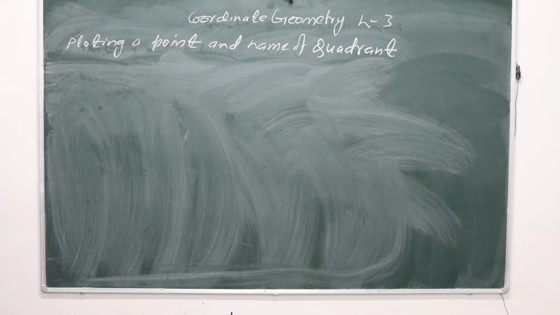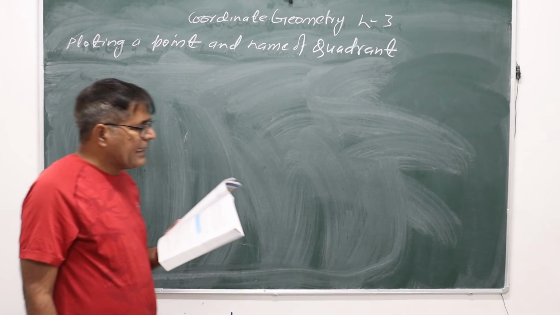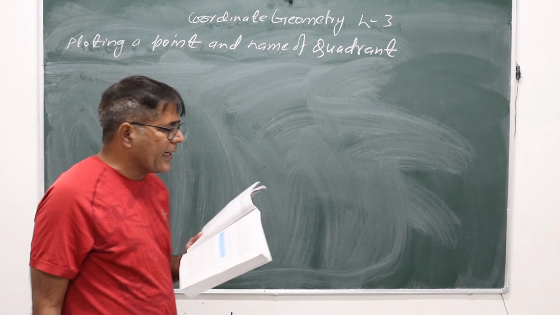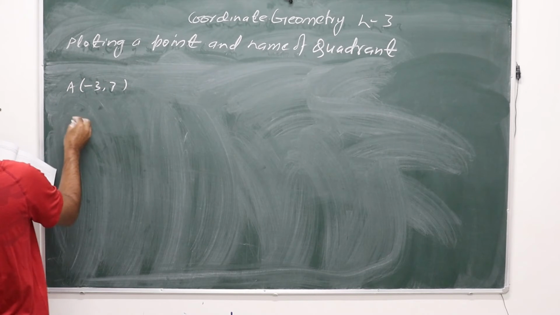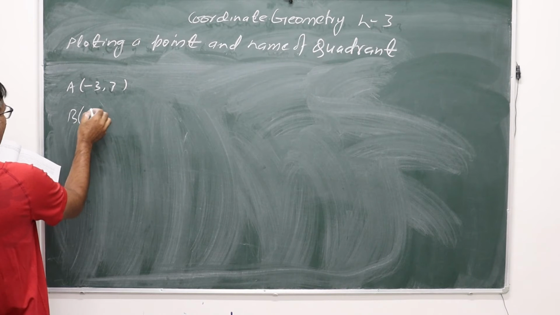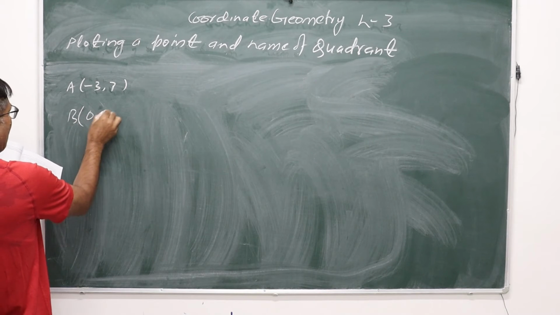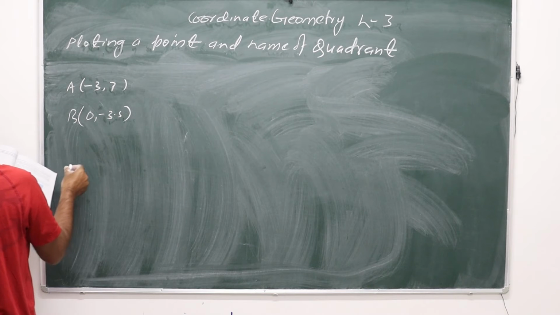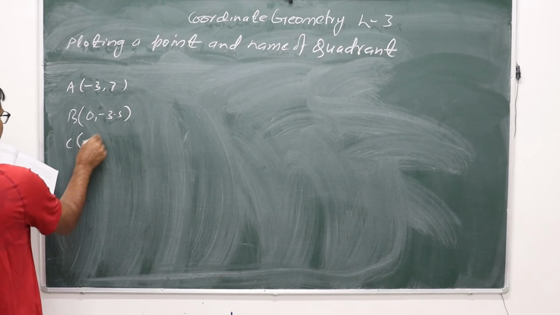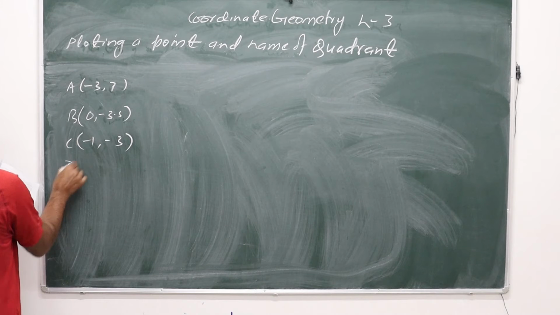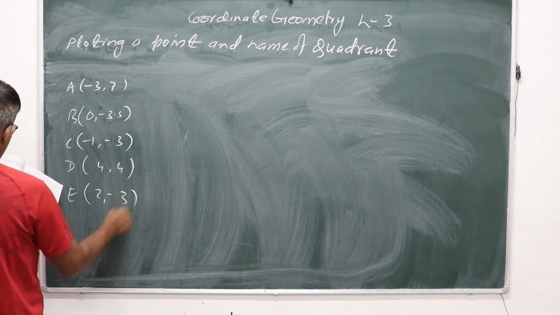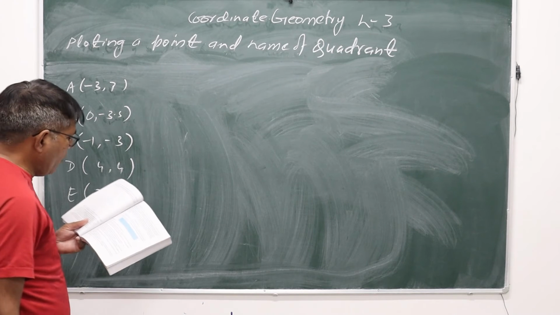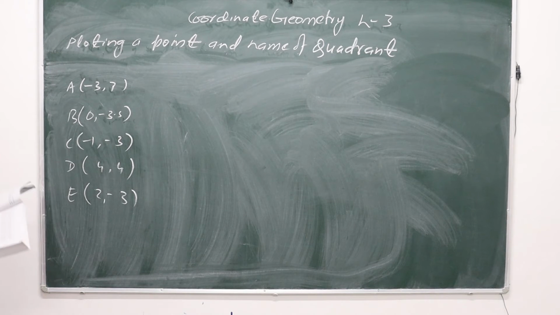Now the next, second example: the pairs of numbers given in the table can be represented by points. Point A is (-3, 7). Point B is (0, -3.5). Point C is (-1, -3). Point D is (4, 4). And point E is (2, -3). What we have to do? We have to locate these points in the Cartesian plane and write the location.